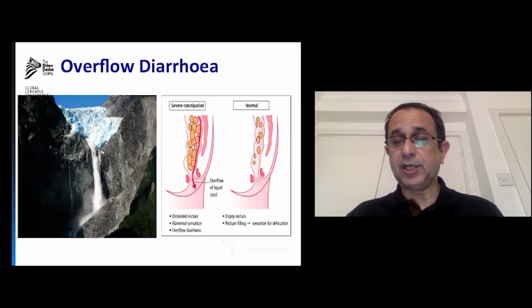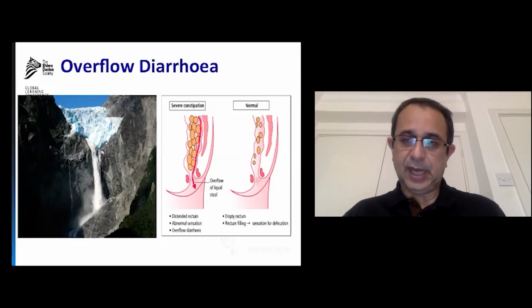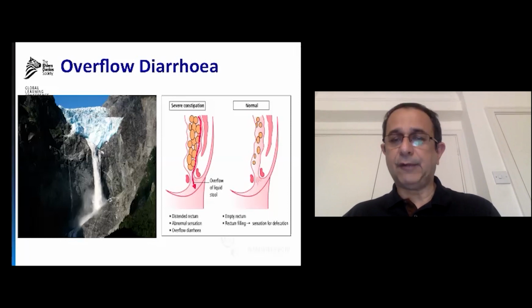And this diarrhea can continue for a day or so, and sometimes for longer as well, giving the false impression that there is another cause of diarrhea. And people start to take medicines to stop the diarrhea, such as Imodium and so on. And that actually makes the problem worse and makes the constipation worse. And then eventually there will be more overflow.